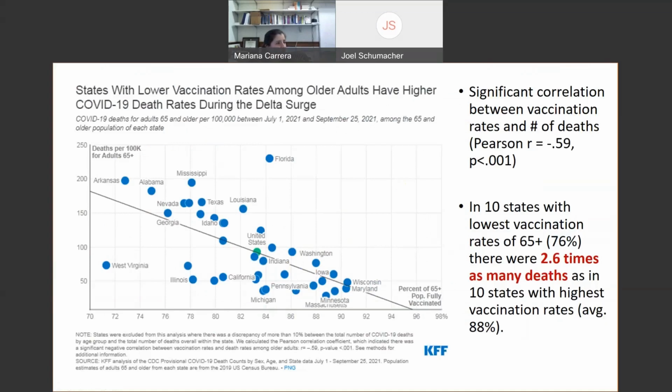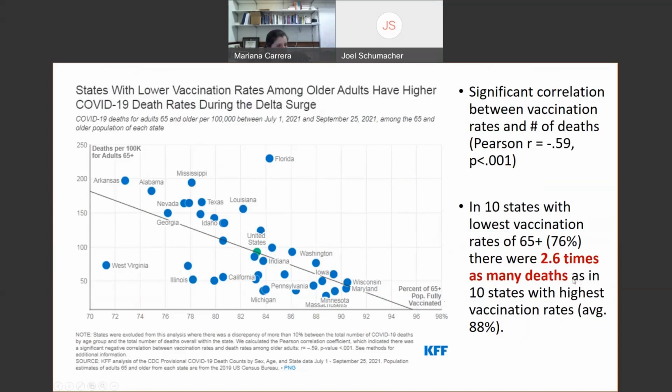They plot here the percent of the elderly fully vaccinated in each state. And on the y-axis, they plot the deaths of elderly adults per 100,000, so adjusting for population size. And what they find is this downward sloping correlation, suggesting that in the states with higher vaccination rates, fewer people are dying from COVID. This is a statistically significant result.